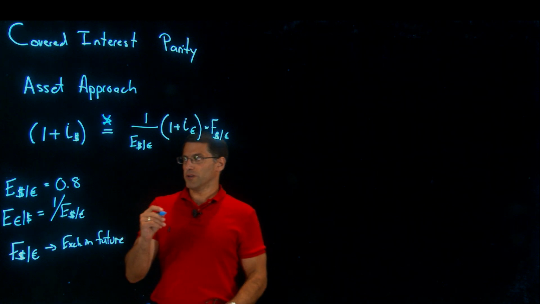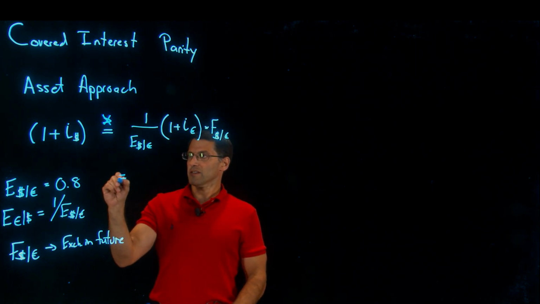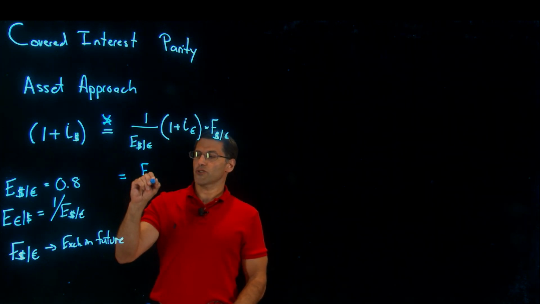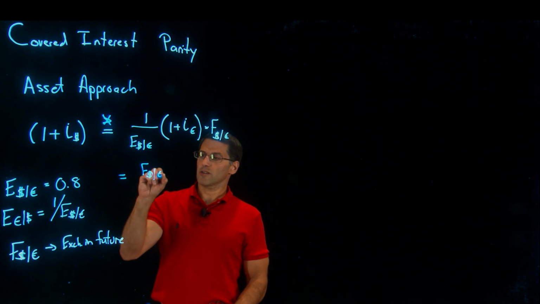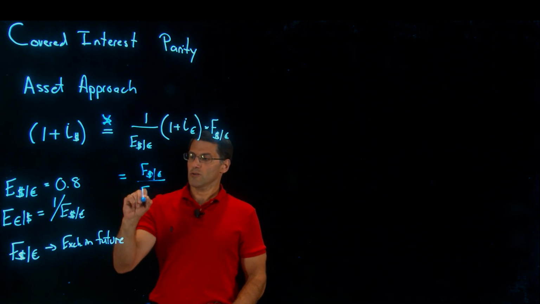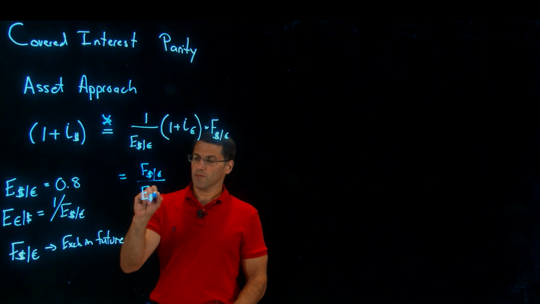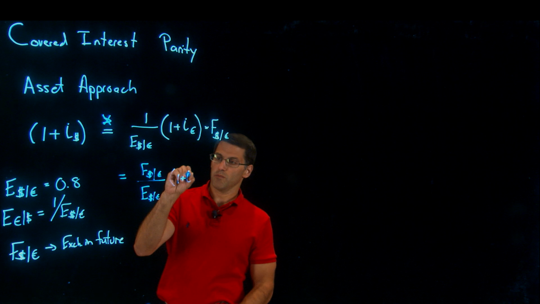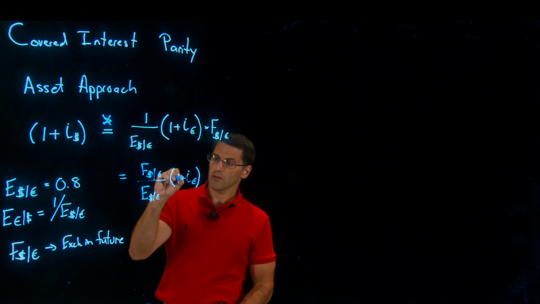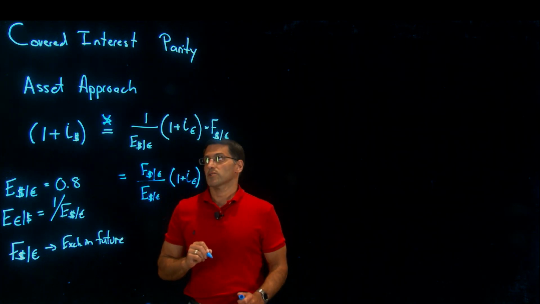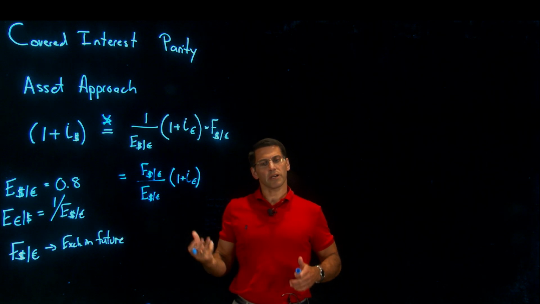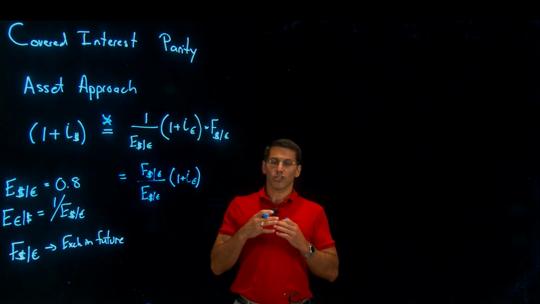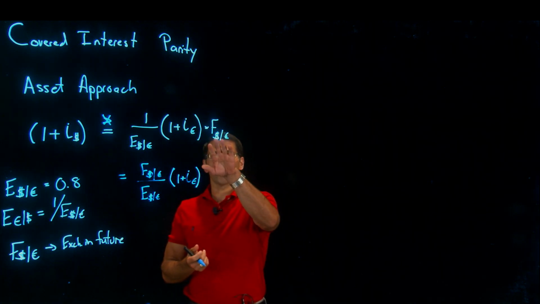To clean it up a little bit, that right-hand side, it's just easier to look at if we write it as the forward rate over the spot rate times 1 plus the interest rate in the Eurozone. So that's covered interest parity. And why do we call it covered? Well, it's because we've eliminated exchange rate risk by using the forward rate.